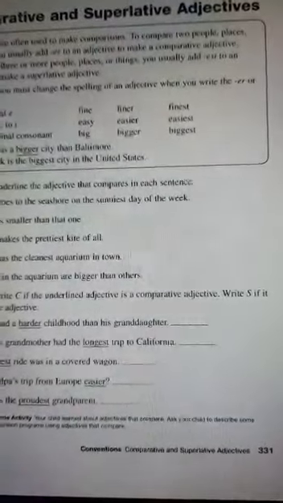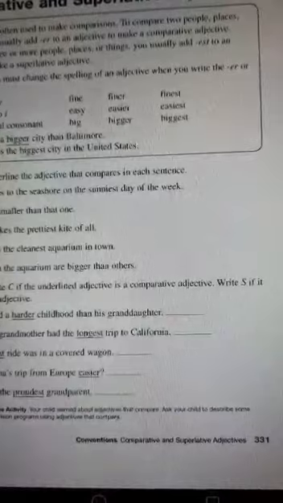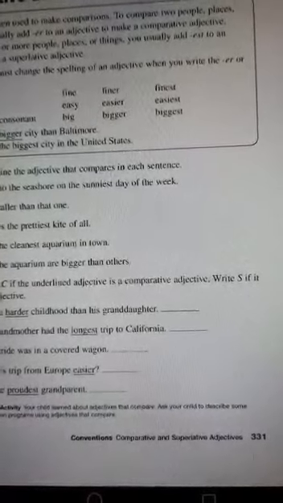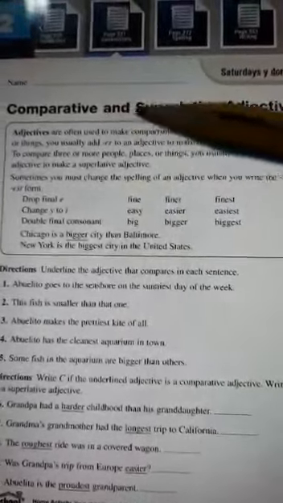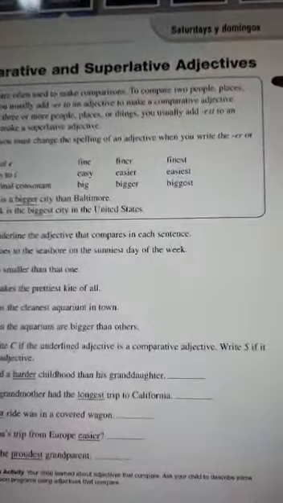How are you today? Our lesson in English for today will be on page 331. In grammar, the title for today will be Comparative and Superlative Adjectives.